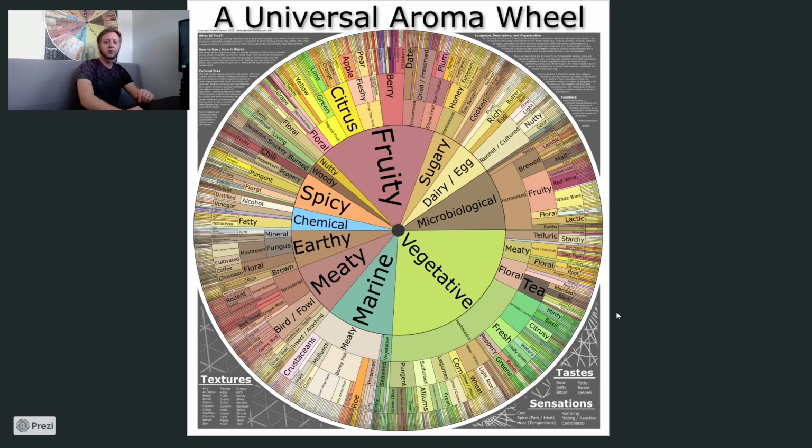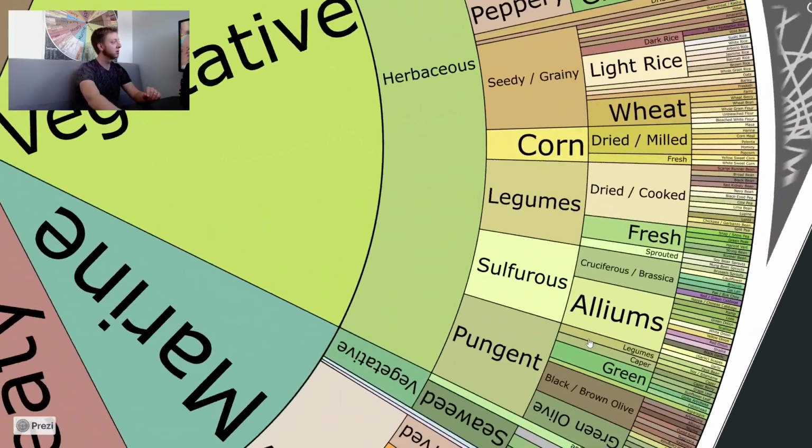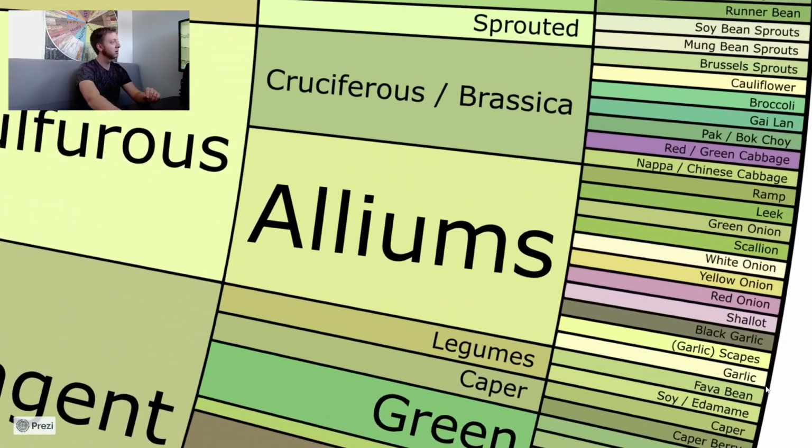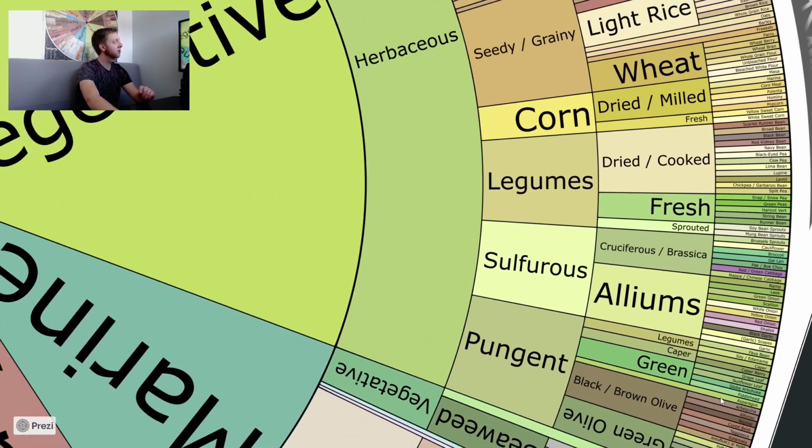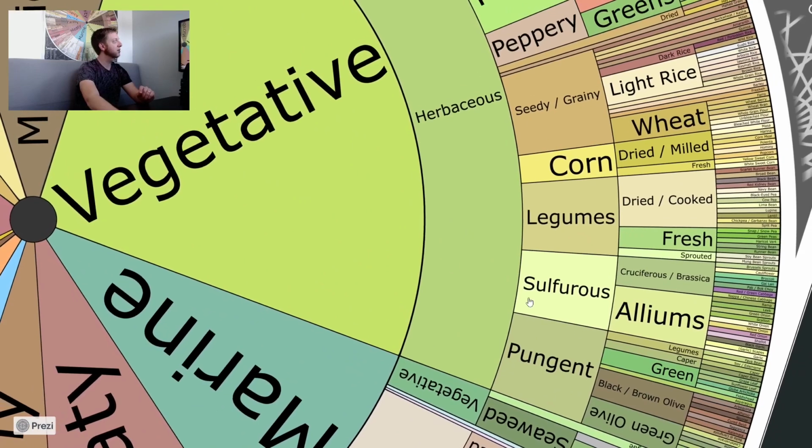The third way to use this wheel is to gain more language to describe a smell that you already know. If I ask you to describe the aroma of garlic, you might think something like strong, but most people just end up saying garlic. Well, using this wheel, you can start on the outer ring with garlic. So if we zoom in over here, we can actually see garlic right here. And every category above it will help describe that aroma. So allium, sulfurous, herbaceous, and finally vegetative.